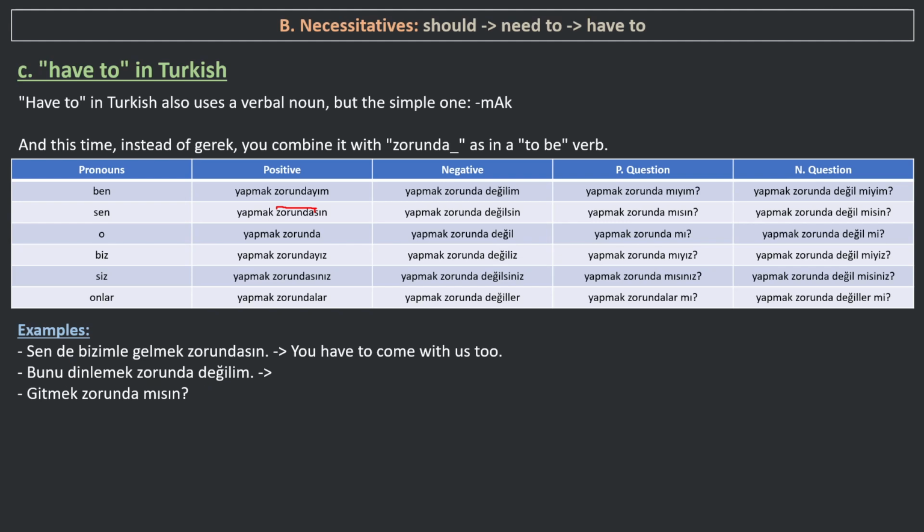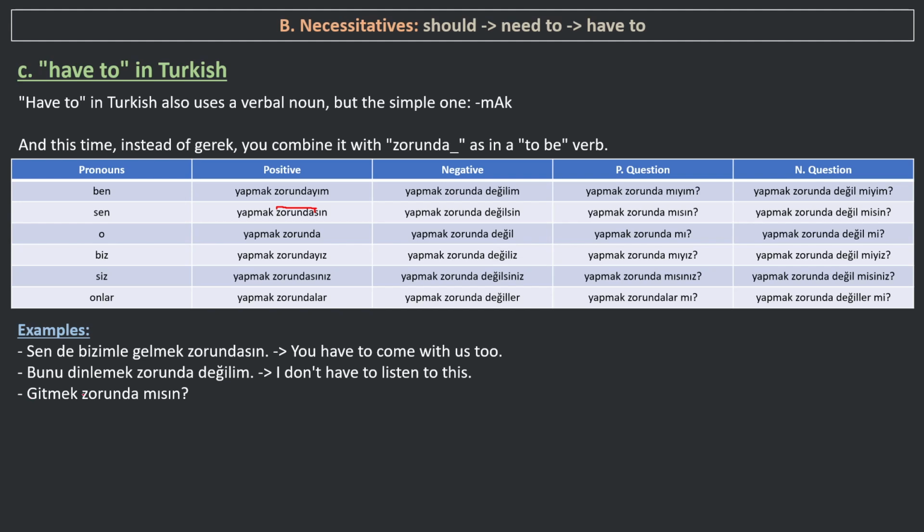Değilim indicates it's a negative sentence, so I don't have to do it, but I don't have to do what? Dinlemek. Dinlemek means to listen. So I don't have to listen to this. And dinlemek is accusative in Turkish, not dative. In English you say listen to something, but in Turkish we say it with bunu, with the accusative u ending. So I don't have to listen to this.